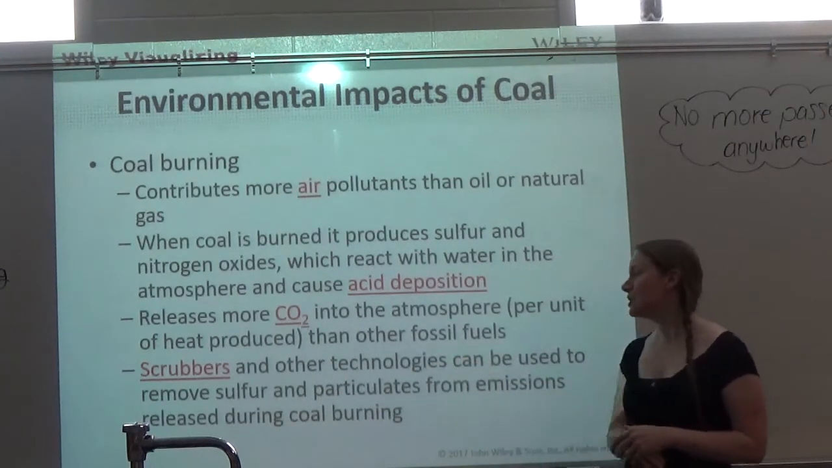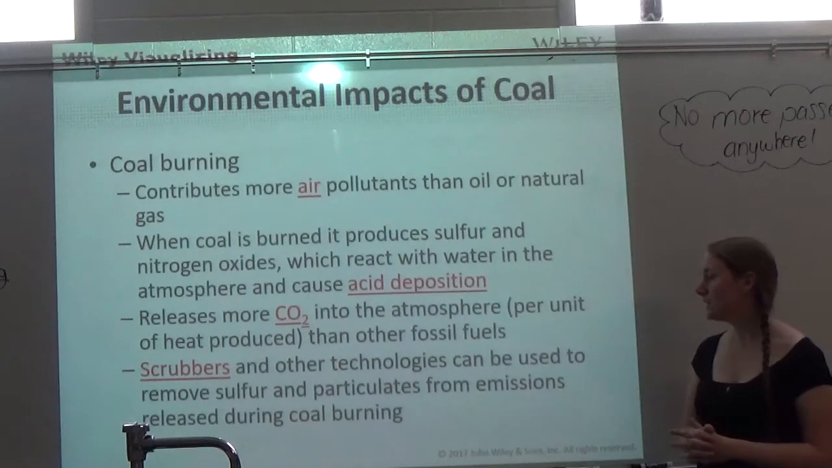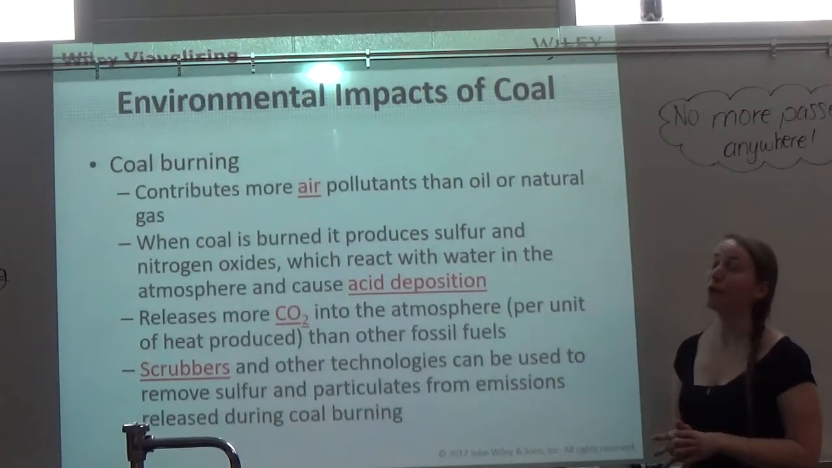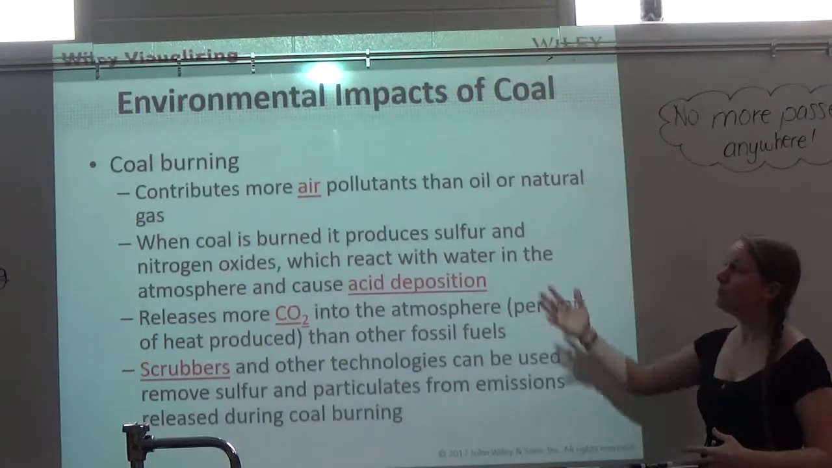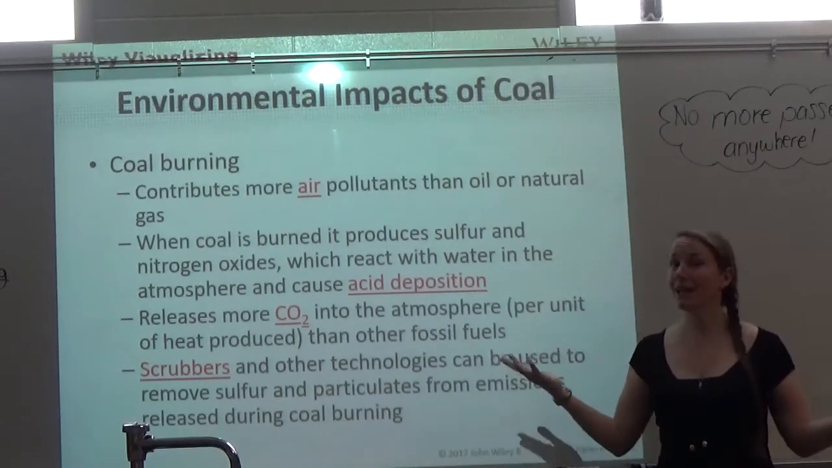Scrubbers and other technologies can be used to remove sulfur and particulates from emissions released during coal burning, but again, that's expensive. So we have to keep that in mind too. But we really like it because when you burn coal, you get a lot of energy.